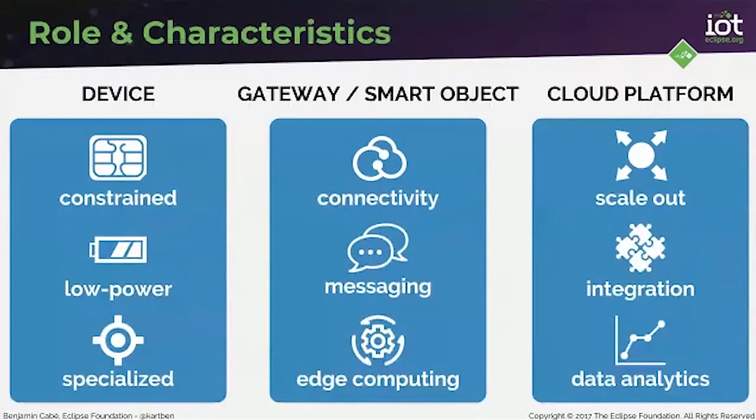So just to make sure we are talking about the same things, what I mean by a device is really a constrained device. That's when you talk about billions of devices in the IoT, that's what I'm talking about. Those devices are constrained, usually low power. You want to run your device, your sensor, for years, maybe out of a coin cell battery. They are very specialized, not only in terms of functionality, but it also has obvious impacts on the software that you're going to run on your device.